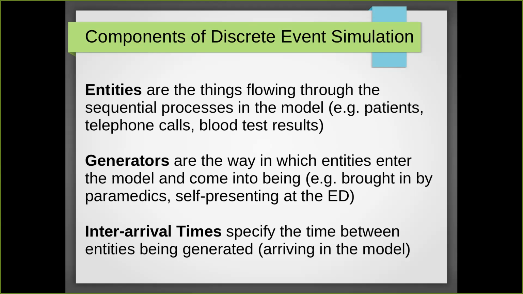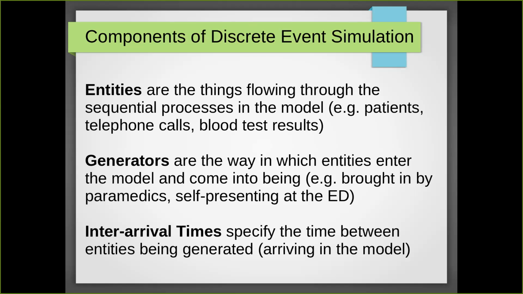We talked about the nomenclature of discrete event simulation. Let's just remind ourselves of the things that we're talking about. So our entities are the things that are flowing through those sequential processes in our model. Very often they'll be people, so patients, or might be victims, or if you're doing policing stuff, whatever it might be. But it doesn't have to be people.